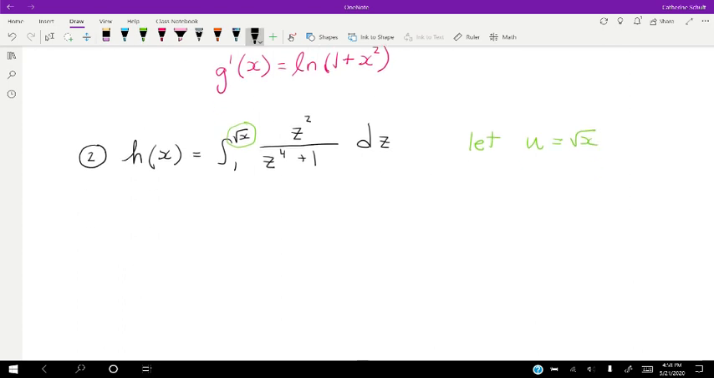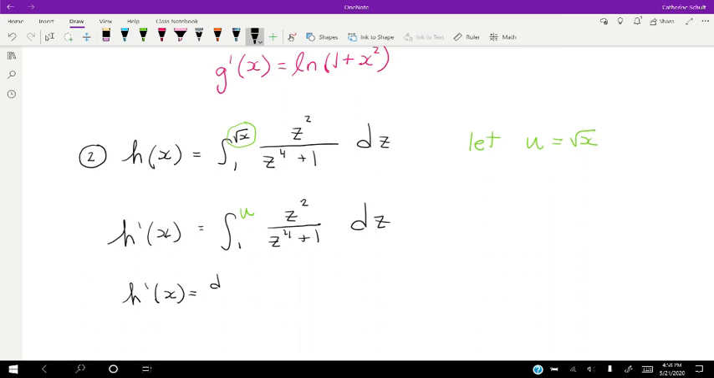So we're going to let the upper limit root x become u, so the integral goes from 1 to u of z squared over z to the 4th plus 1 dz. Now we can use the fundamental theorem of calculus part 1. But this is the thing: h prime of x, that's dh/dx, just another way of writing it, is no longer going to be with an x, it's a u.